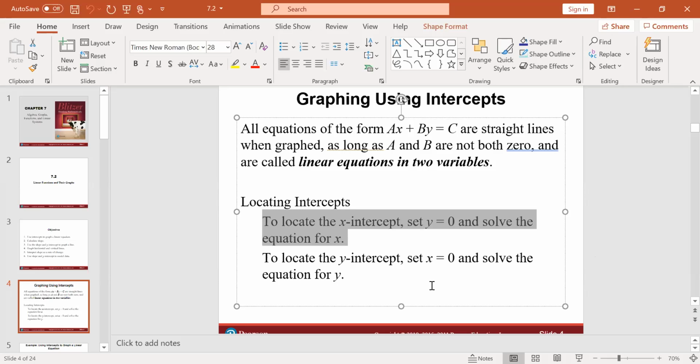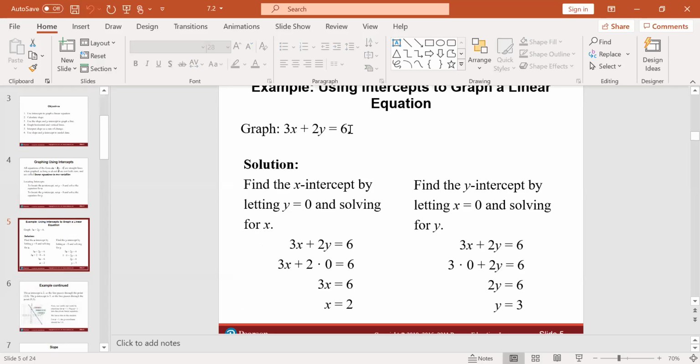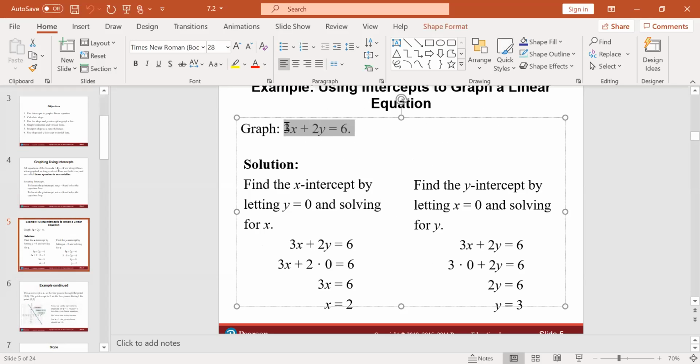So the x-intercept is going to have a y value of 0, pretty much by definition, because when you cross the x-axis, your y value is 0. And vice versa. The y-intercept, where you cross the y-axis, will have an x value of 0. So let's look at this guy. 3x plus 2y equals 6. We're going to graph 3x plus 2y equals 6.